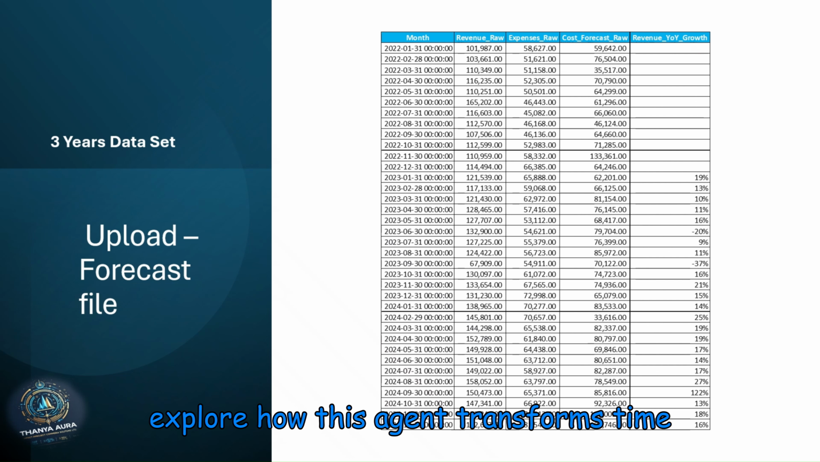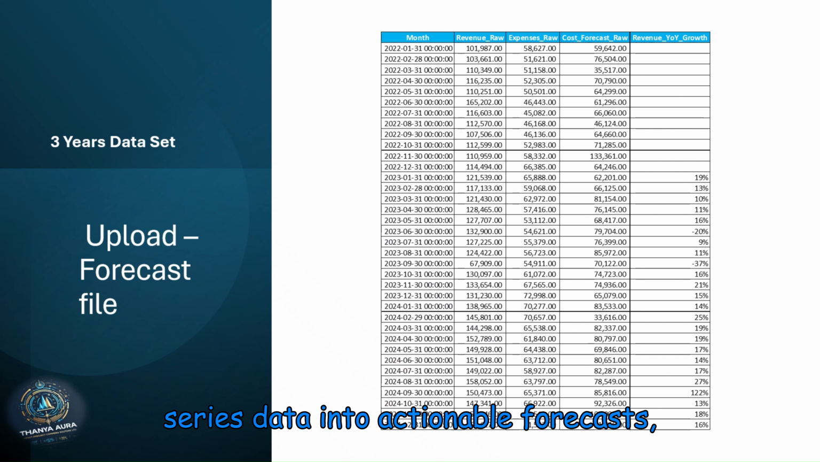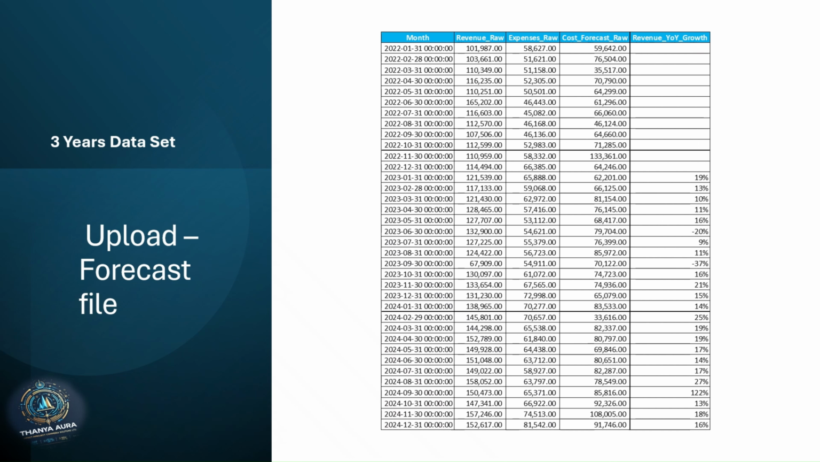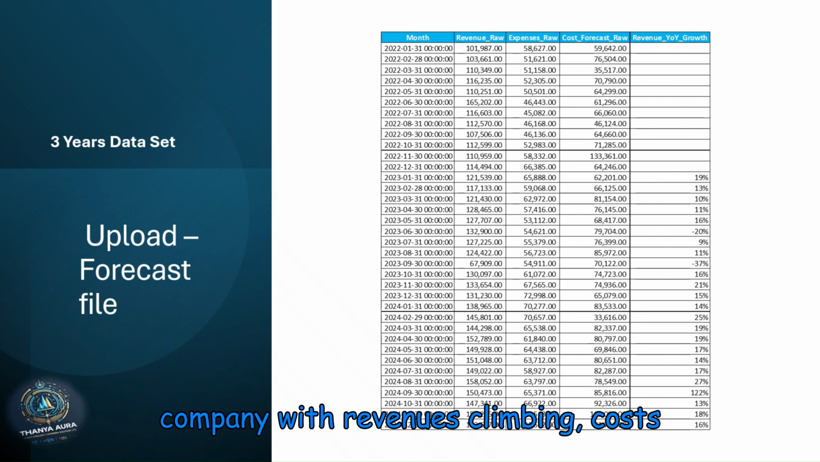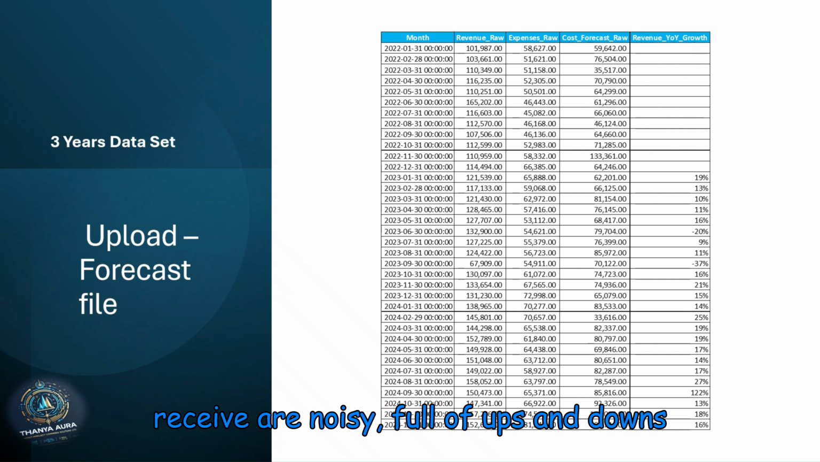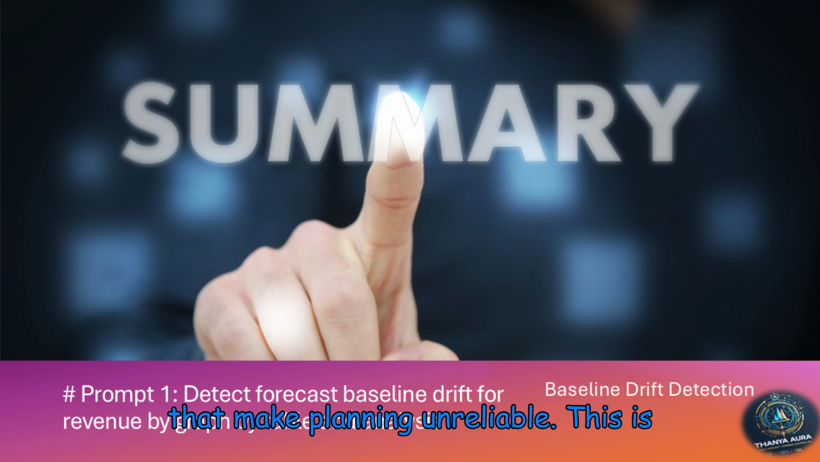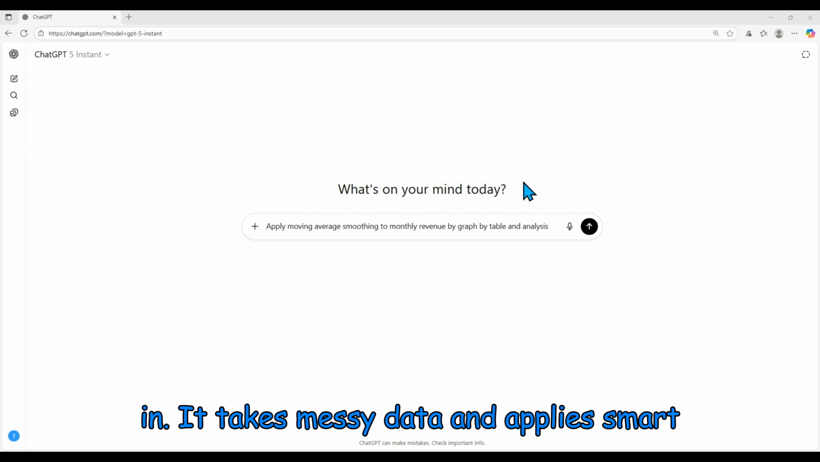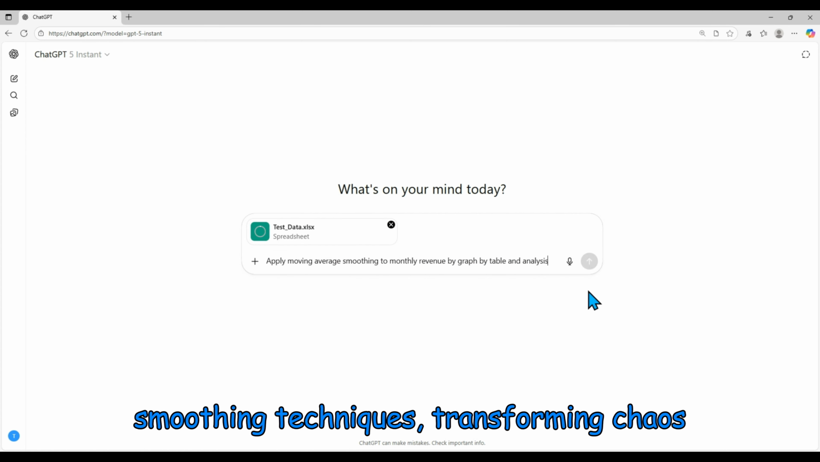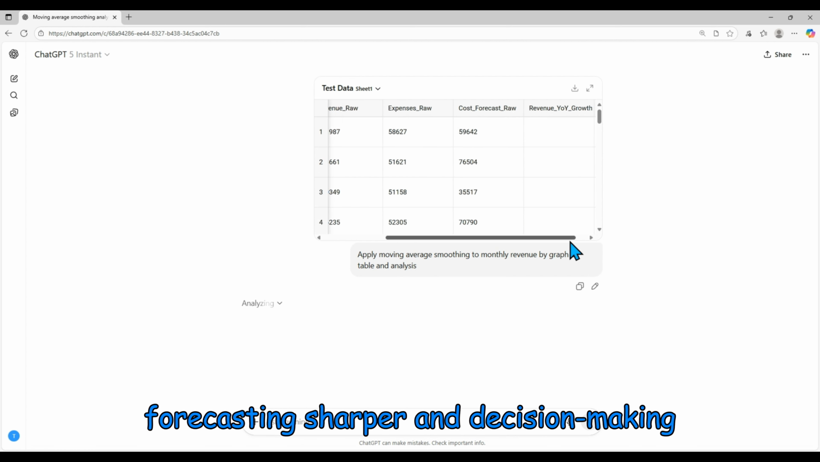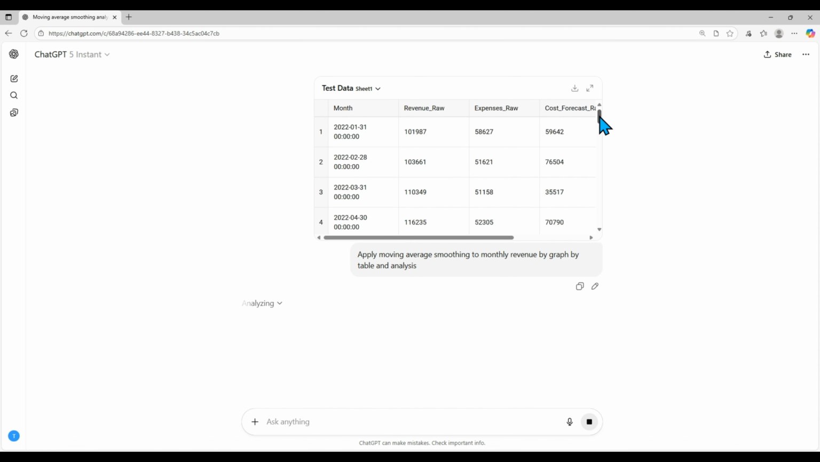Today, we'll explore how this agent transforms time series data into actionable forecasts, helping you plan, control, and grow with confidence. Imagine being the finance leader of a company with revenues climbing, costs shifting, and expenses that spike with every season. The raw forecasts you receive are noisy, full of ups and downs that make planning unreliable. This is where the Forecast Adjustment Agent steps in. It takes messy data and applies smart smoothing techniques, transforming chaos into clarity. Let's follow a real-world case story to see how each feature makes forecasting sharper and decision-making stronger.